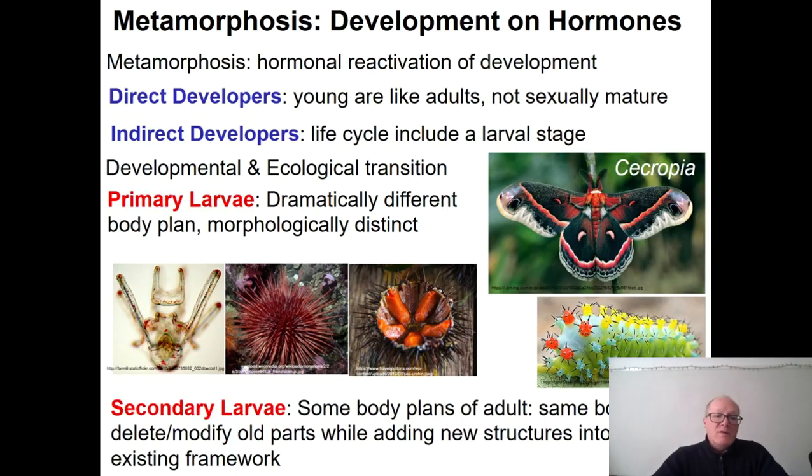Compare this to the secondary larva. So most insects have a secondary larva. Most holometabolous insects have a secondary larva. And in animals that have a secondary larva, the larva body plan is already very similar to the adult body plan.